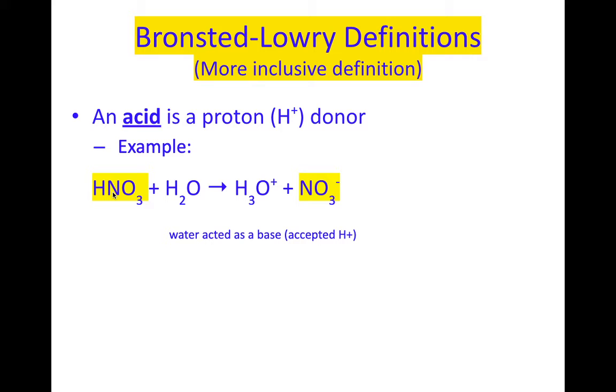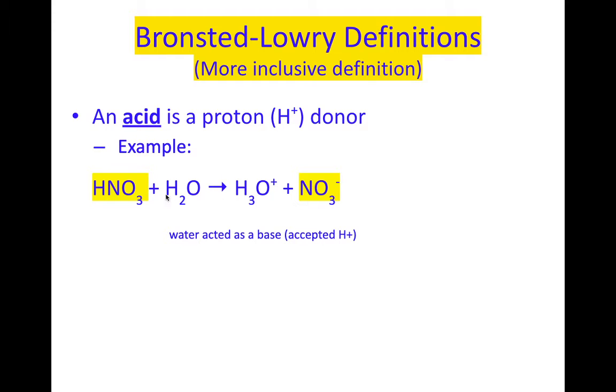So this is our acid. It donated a hydrogen ion and became NO3 minus. That's our conjugate base. And then this is our base. How do I know it's a base? Well, it accepted a hydrogen ion and became H3O+, so this is our conjugate acid. So when bases accept a hydrogen ion, they become conjugate acids. When acids donate a hydrogen ion, they become conjugate bases.